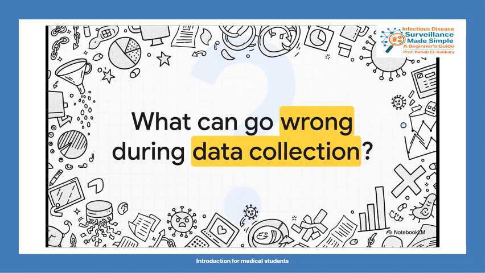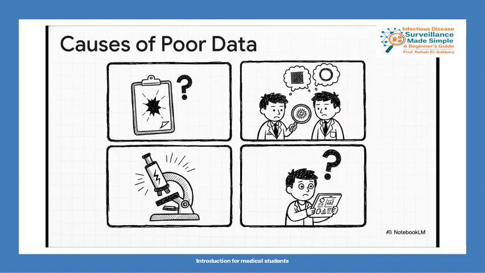So it seems pretty straightforward, but what are some of the common things that can trip you up and completely compromise your data? Well, a whole bunch of things can undermine your data. You might be dealing with incomplete records, or maybe different departments are using totally different definitions for the same condition. You might have poor lab support, or the people collecting the data just haven't been trained well. Any one of these can give you a picture that just doesn't reflect reality.